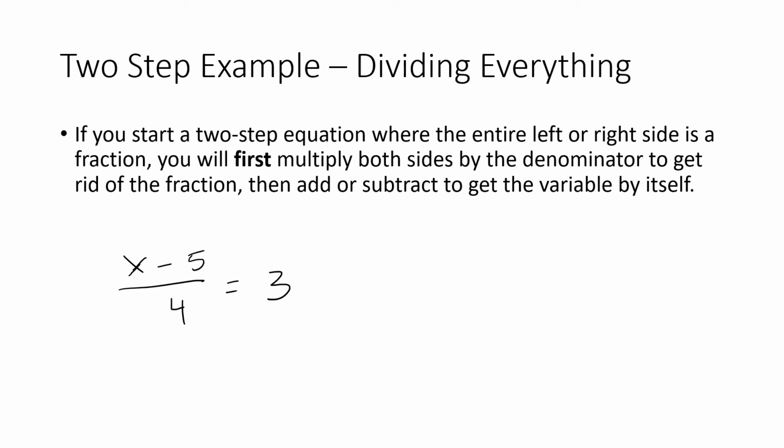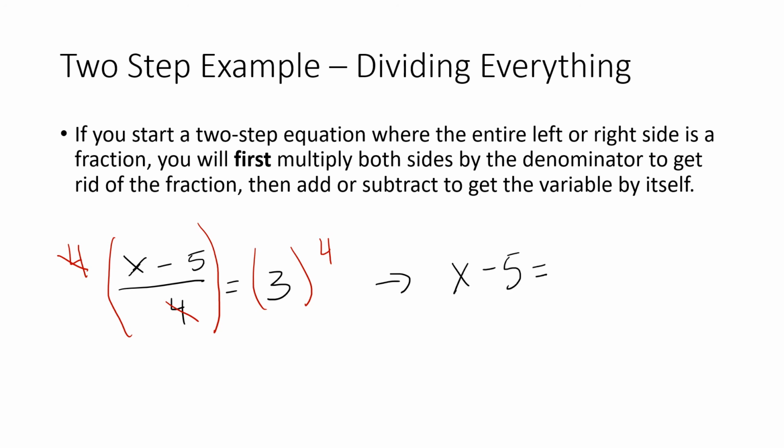The last of the two-step problems involve what happens when one of the sides starts as a fraction in total. If you notice here, the whole left side is a fraction. If this happens, what we're actually going to do is start with multiplication. We're going to multiply both sides by the denominator to cancel the denominator out. When I do that, on the left side, I just have the numerator, x minus 5. And on the right, 3 times 4 is 12.